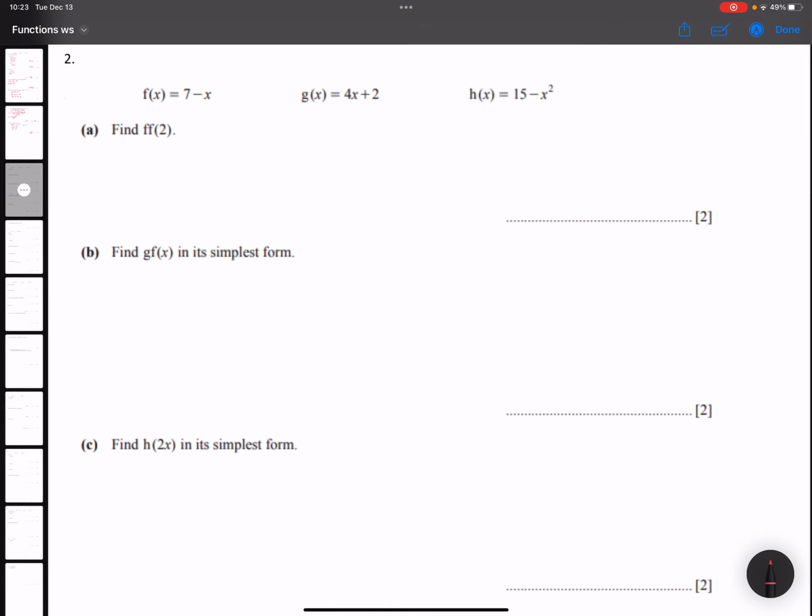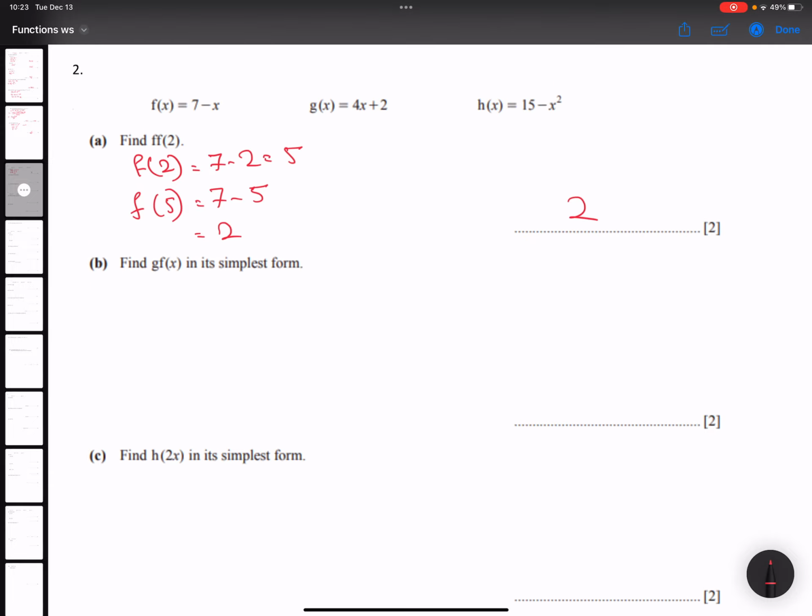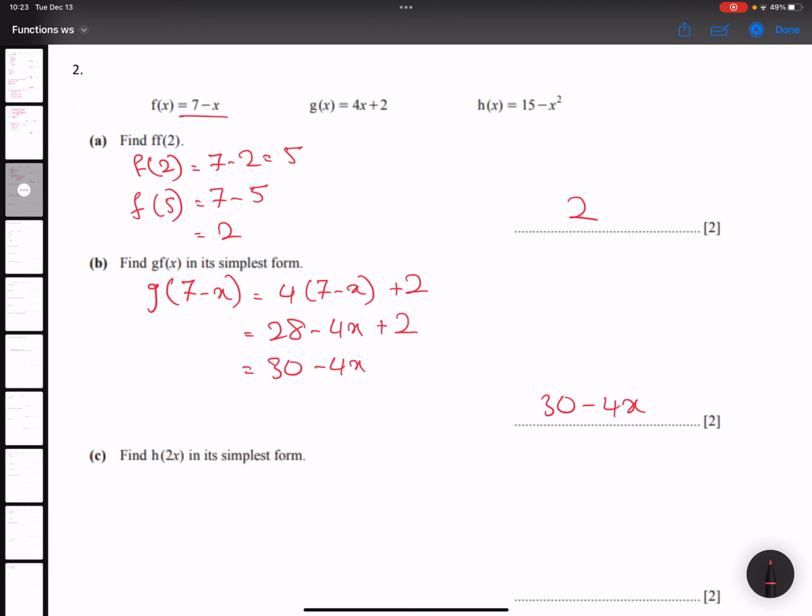And the second one, f of f of 2, so you start by f of 2. These are called composite functions, so 7 minus 2 is 5. Then f of 5, which is 7 minus 5, which is 2. g f of x, so you know that f of x is 7 minus x, so it's going to be g of 7 minus x. So you go to function g and replace x with 7 minus x, so it's going to equal 4 times (7 minus x) plus 2, which is 28 minus 4x plus 2, which is 30 minus 4x. Make sure you write it once in the designated place.